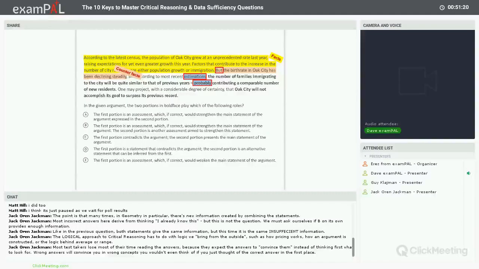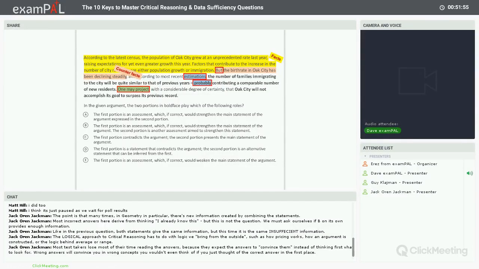"Estimations," as well as the word "probably," tell us that what we're told in this boldface portion is some kind of assessment. And the word "but," which was the beginning of the statement, tells us it's probably one that points in a certain direction. Now, "one may project," at the beginning of the last sentence, tells us the second boldface portion is definitely a projection. Let's read it. One may project with a considerable degree of certainty that Oak City will not accomplish its goal to surpass its previous record.